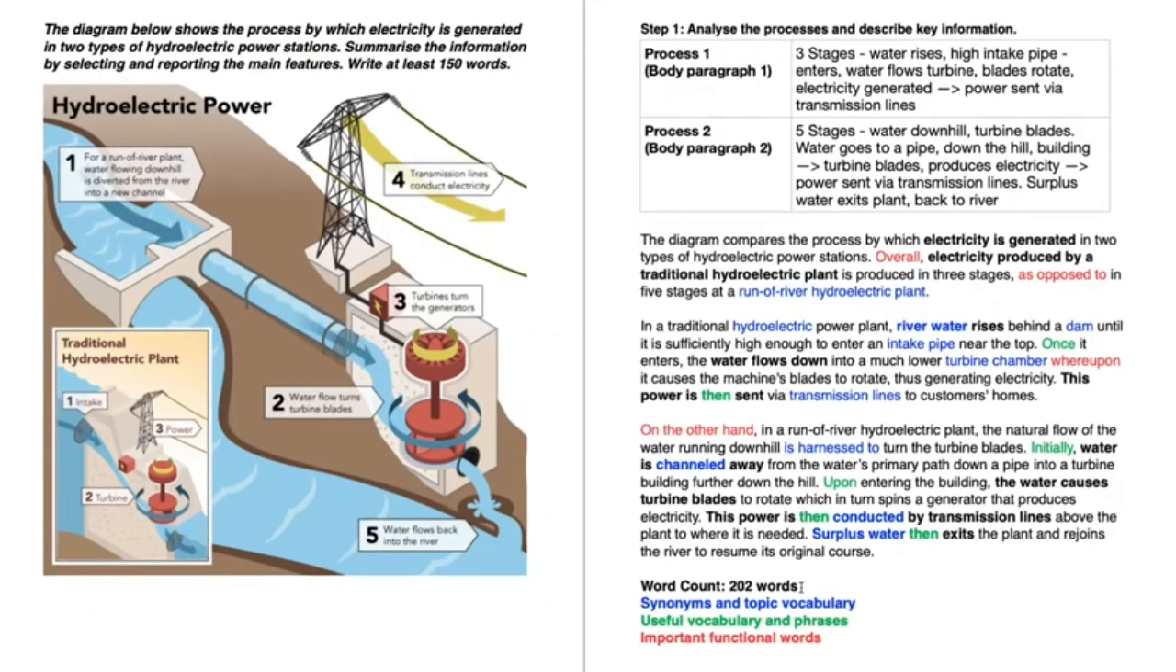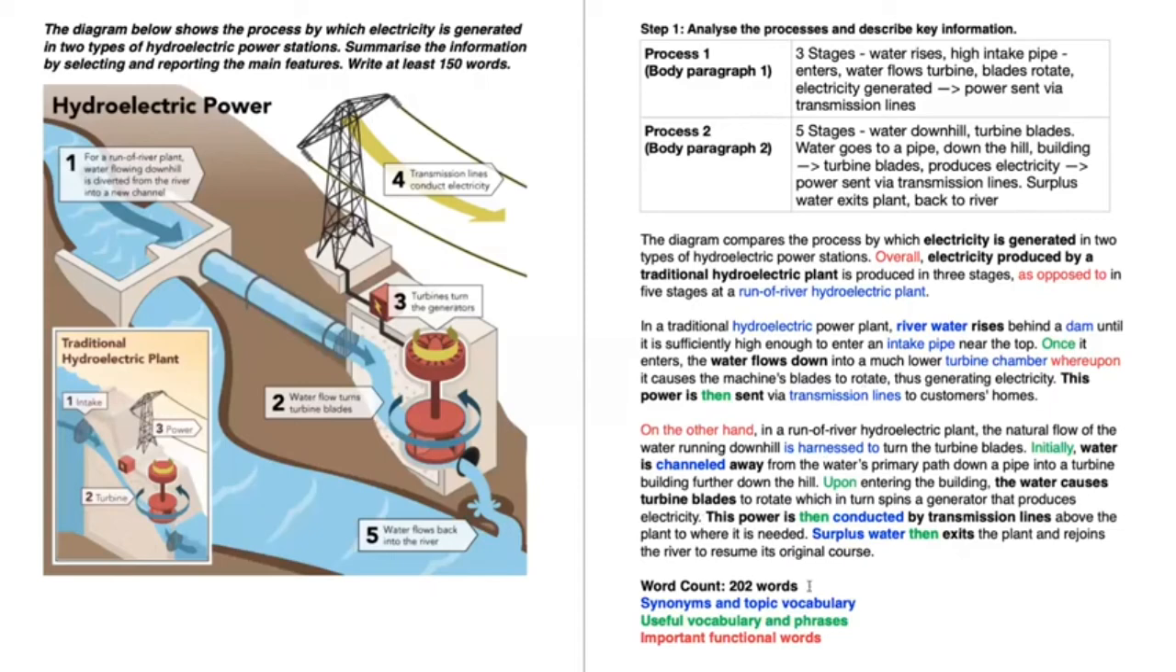Now, first off, I just want to show you that our word count is 202 words. That makes sense. When it comes to two processes, it's actually easier to get your word count up to where it needs to be. We had a lot to include in this case, so the 202 words definitely fulfills the 150 word minimum, so that's great.